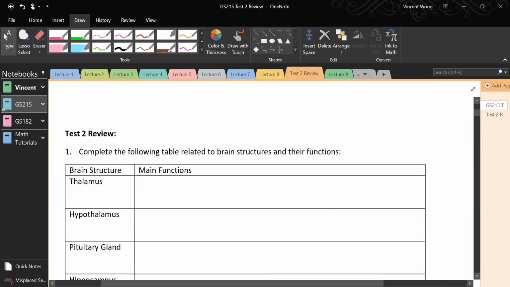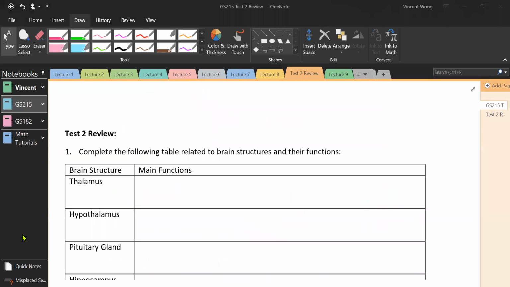And do you guys have this? Anybody not know where to find it? The test 2 review, just pop me a message if you do not have the test 2 review. All of you have it? Okay, that's great. All right.